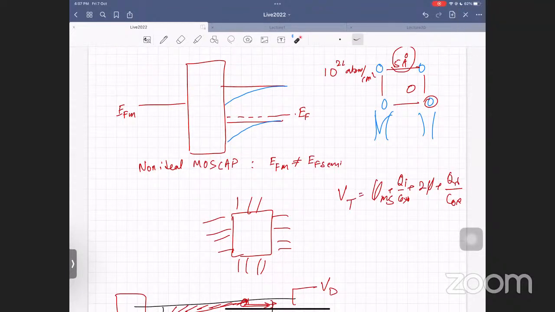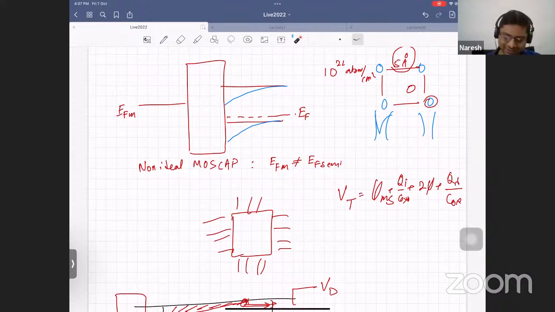I'm just relating, sir. Okay, so that is basically not an exact thing. It depends on the trap density and so on. If I have some oxide traps, fixed oxide traps or interface traps, then my threshold voltage is going to shift. So I would not necessarily say that.